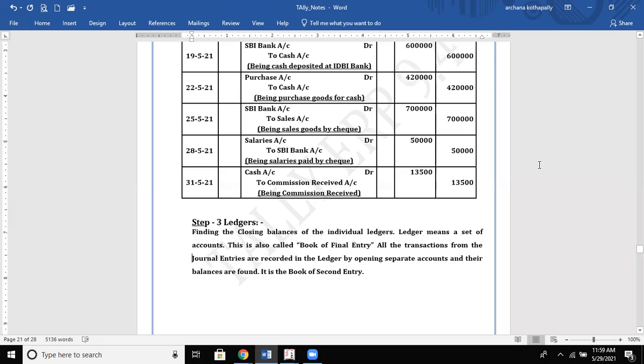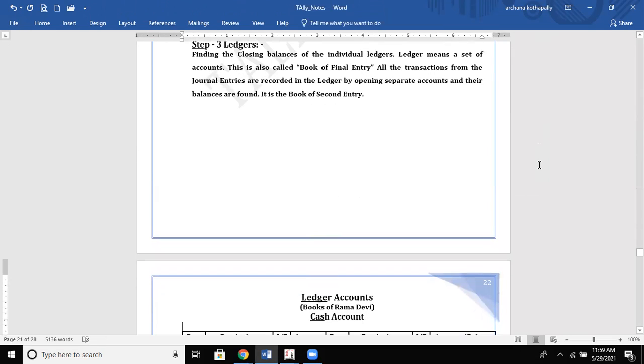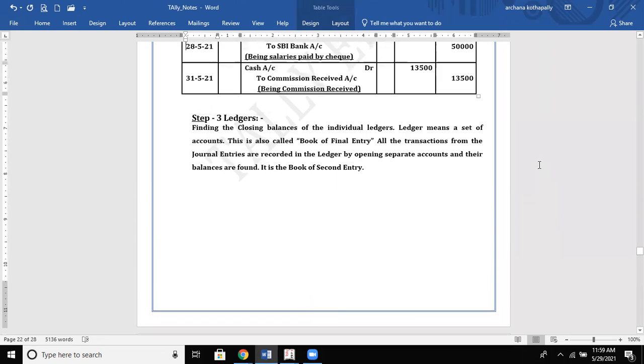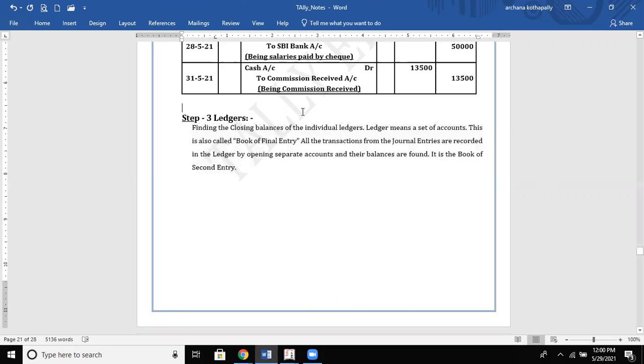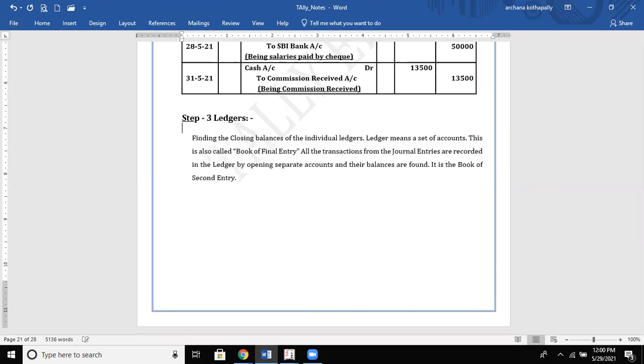Now next is all about your ledgers. In the accounting life cycle, the third step is the ledger. So you're going to maintain the ledgers here. You have recorded it, you have summarized it, and now you are maintaining it in the form of ledgers, which is also called the final book. Now let's see finding the closing balances of the individual ledgers.